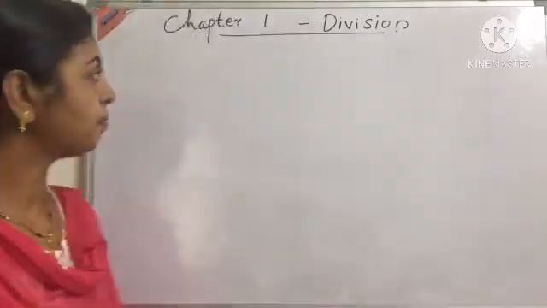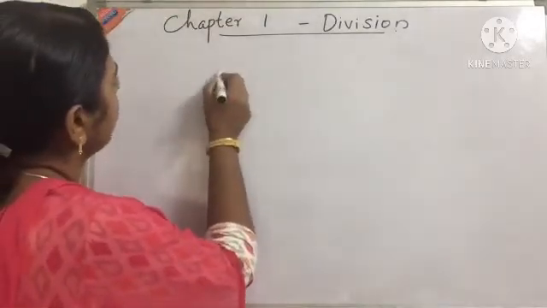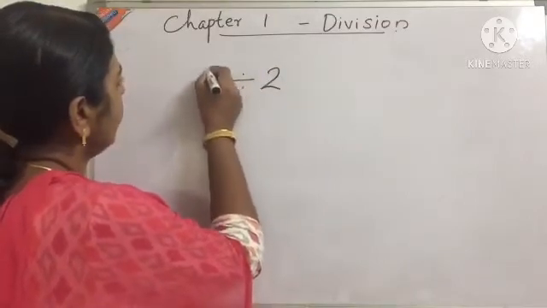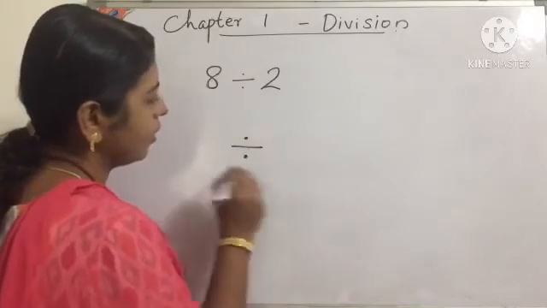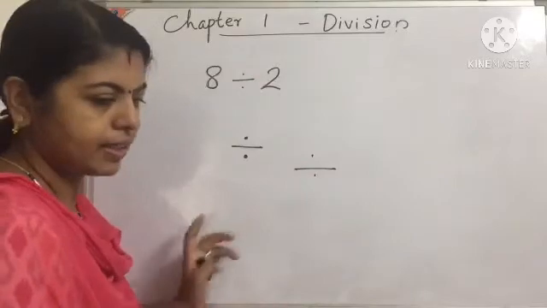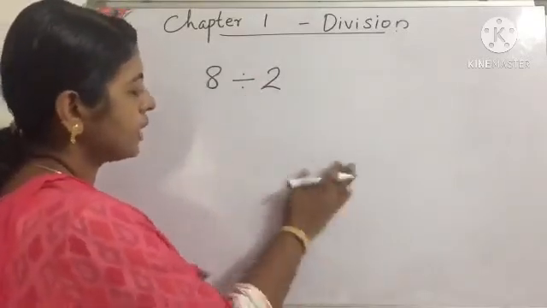Okay, then 8 divided by 2. The sign of division is one line and two dots, up and down. Okay, it's the division. Then 8 divided by 2, what is the answer?